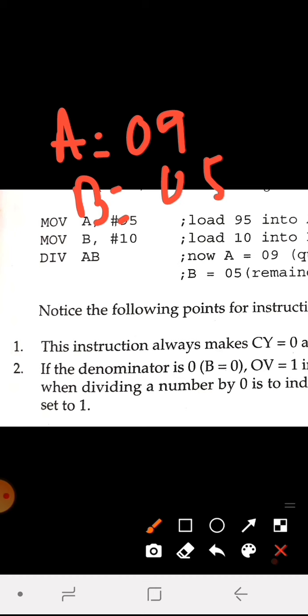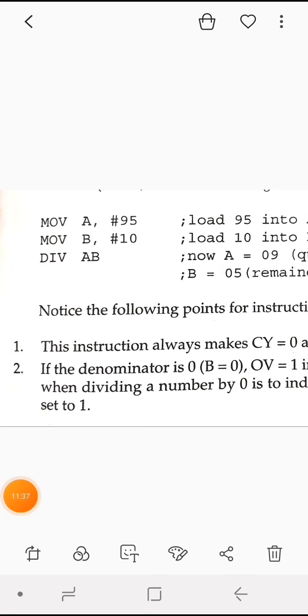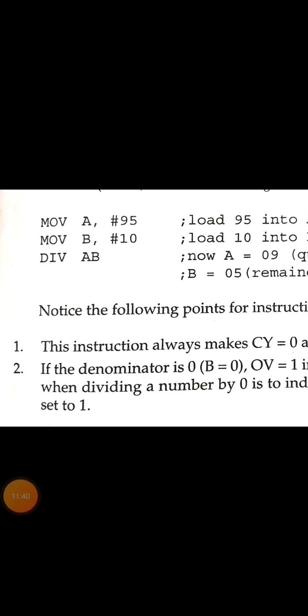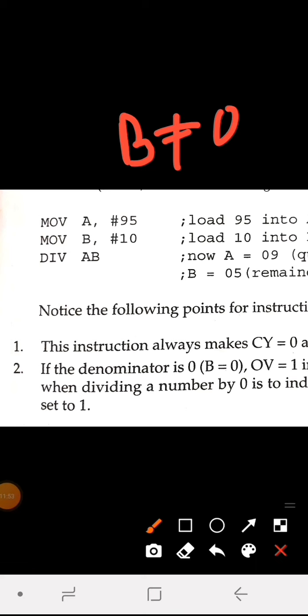If in this DIV instruction the denominator B is 0, then an overflow occurs. So here the overflow flag indicates an error and carry is equal to 0. So this instruction always makes CY equal to 0. If B is not 0, then CY is equal to 0 and the overflow flag is equal to 0. If B is equal to 0, then OV is equal to 1, which indicates an error.